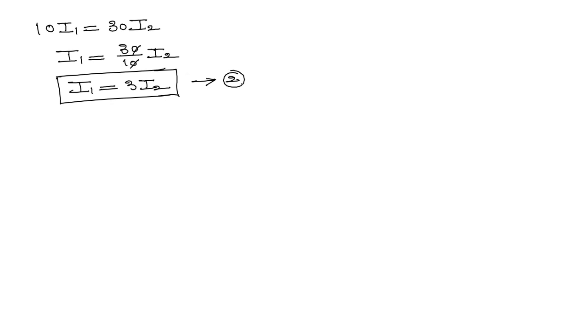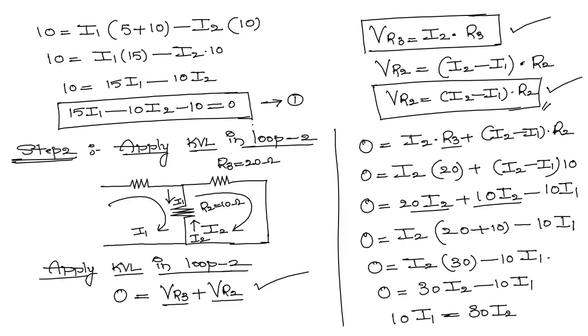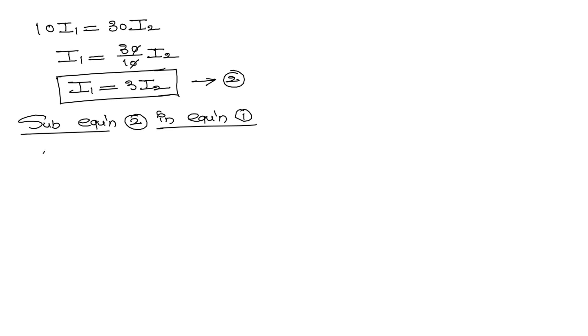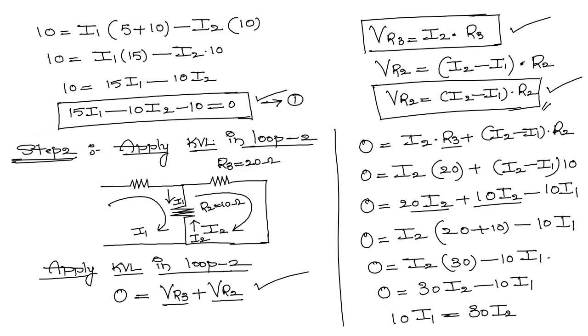Now what we need to do? We need to substitute equation number 2 in equation number 1. Clear? So substitute equation 2 in equation 1. Actually, equation number 1 is this one: 15 I1 minus 10 I2 minus 10 is equal to 0. That is it: 15 I1 minus 10 I2 minus 10 is equal to 0.